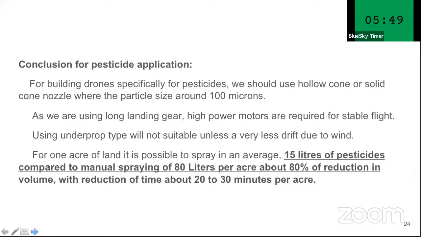So for 1 acre of land, it is possible to spray an average of about 15 liters of pesticide compared to manual spraying of about 80 liters per acre, about an 80% reduction in volume, with a reduction of time by about 20 to 30 minutes per acre. I think sometimes it's even longer with manual spraying, but we could actually get it done in about 5 to 10 minutes.